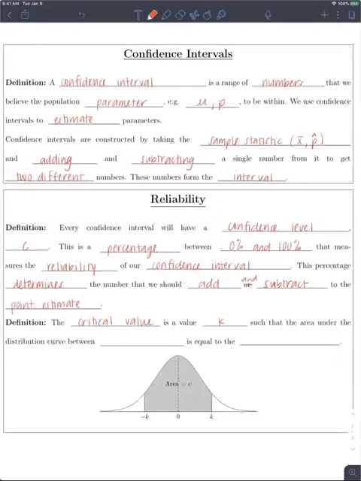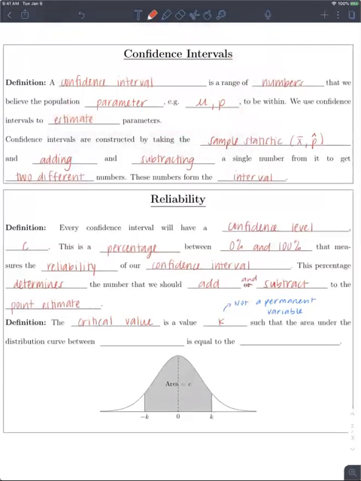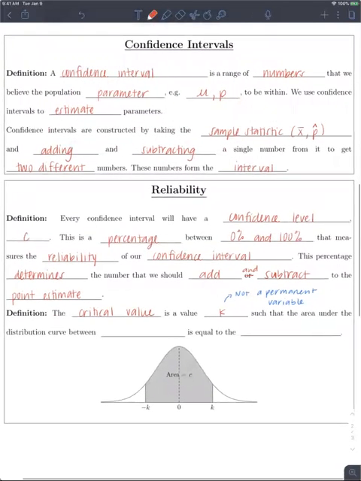We are not going to be using this other than right now. So not a permanent variable. And I guess what I mean by permanent variable is like S is a permanent variable, right? S can only mean one thing, but we're not going to keep using K. It's just a placeholder for right now. What it is, it's just some number such that the area under the curve between negative K and positive K is equal to the confidence level.